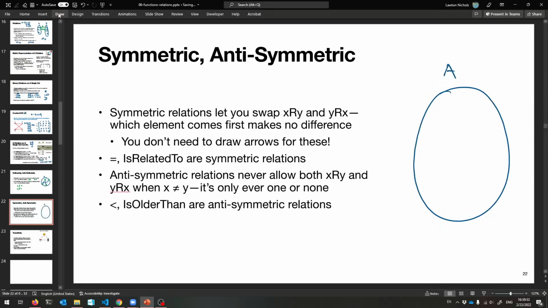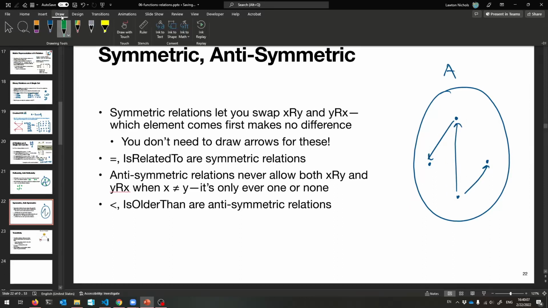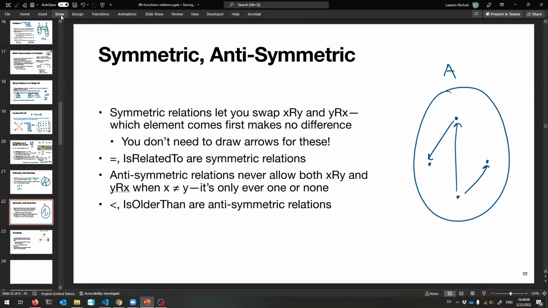Here's my set A, and here are some elements of A, and let's say that this is my relation. I know I have all these things. And so, if it's a symmetric relation, then you know immediately, once you have this arrow, you also have this one.